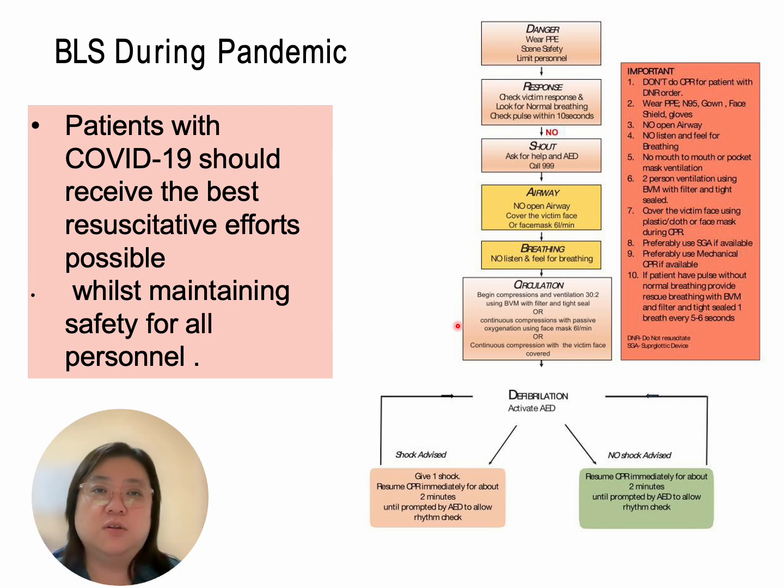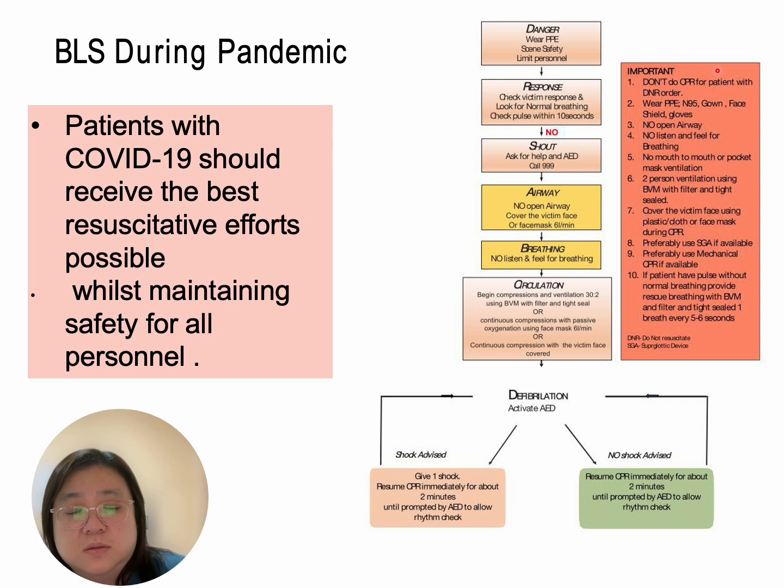But that is if you are outside. When you don't have oxygen, you just cover the face so that when you do chest compression, the respiratory droplets, the TB droplets, don't fly out. Next, when the defib machine comes, you just follow the AED prompt, whether there is shock advice or no shock advice. What is important here is if the patient has a DNR order, then you don't do CPR for the patient. You must wear PPE.